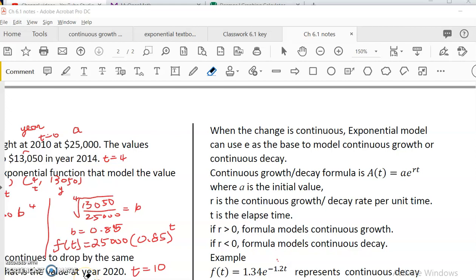Hello College Algebra student. This video is for chapter 6.1 part 4. We'll finish up by going into details on the continuous exponential model.